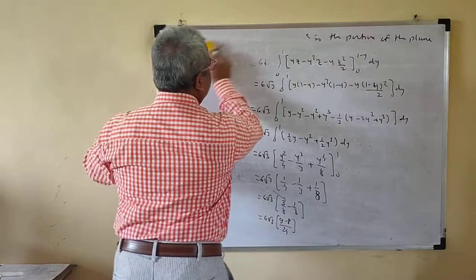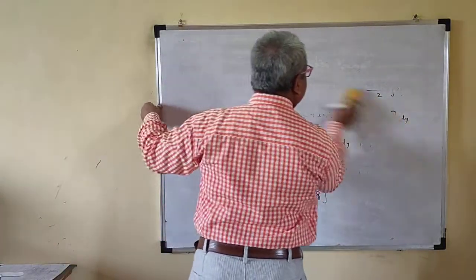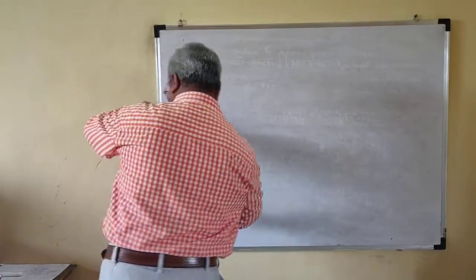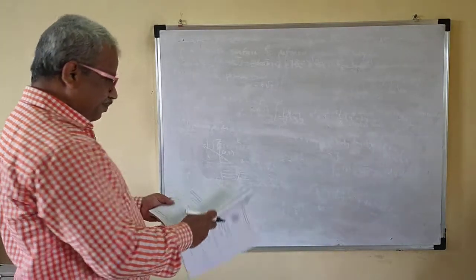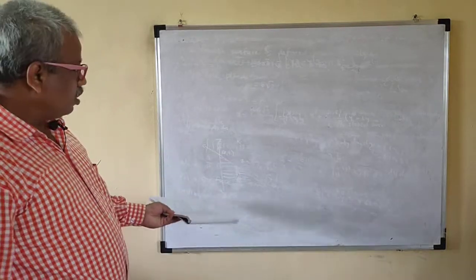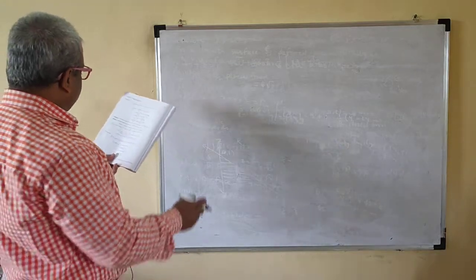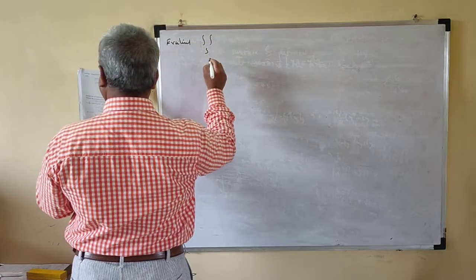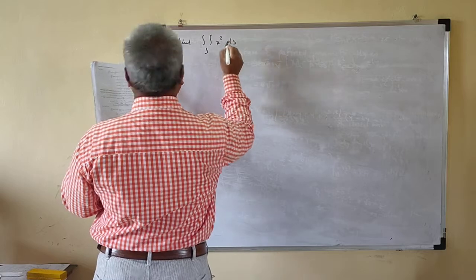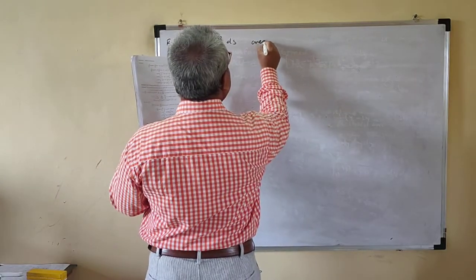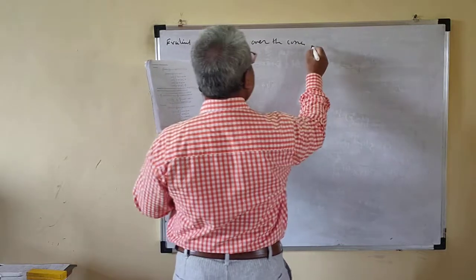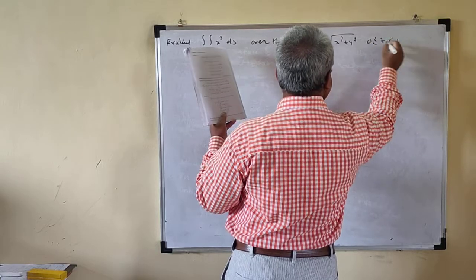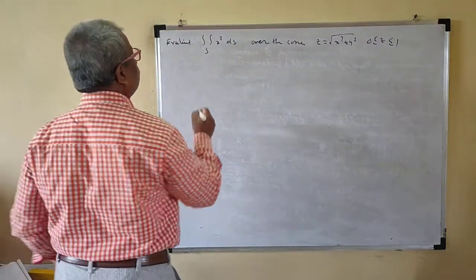So again, this is a very simple problem. We did this for the third note, and now we will do the first one. Evaluate the double integral over S of x square dS over the cone z is equal to x square plus y square, 0 less than or equal to z less than or equal to 1. Okay, solution.